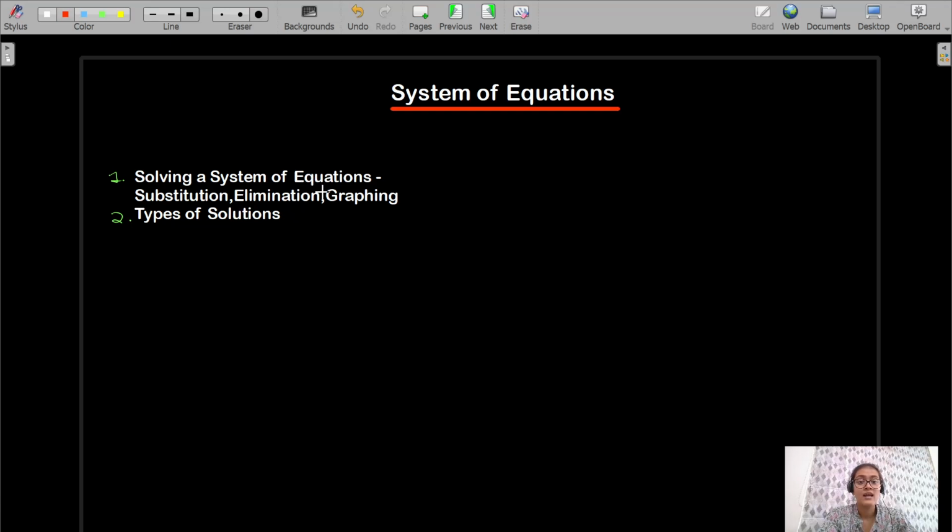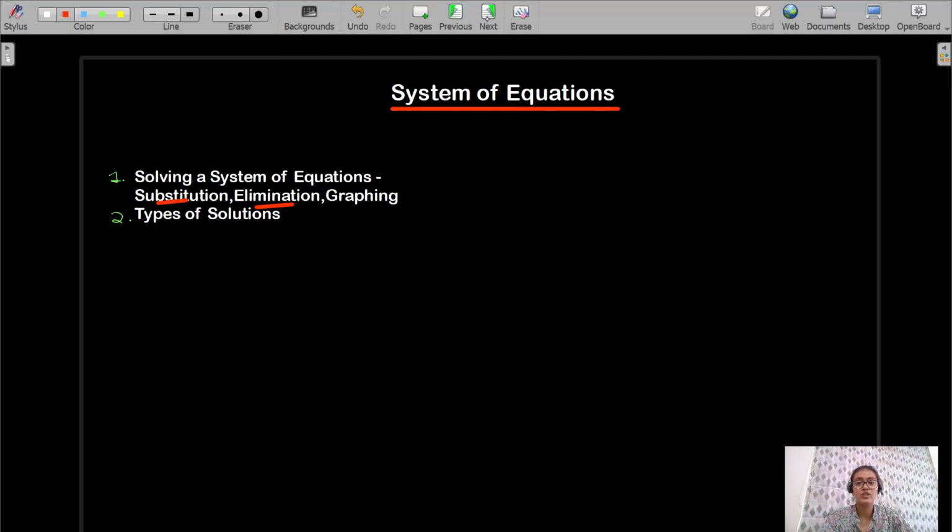you can get a problem in which they ask you to solve the system of equations, and in some systems you will need to use substitution, and in some of them you might need to use elimination. Second thing is we will see types of solutions. So let's get started.